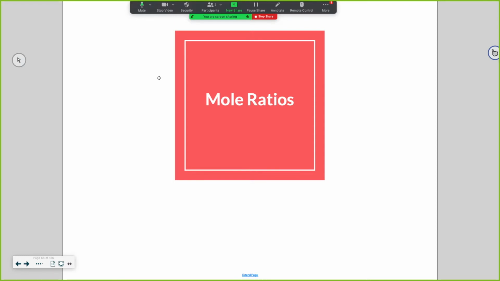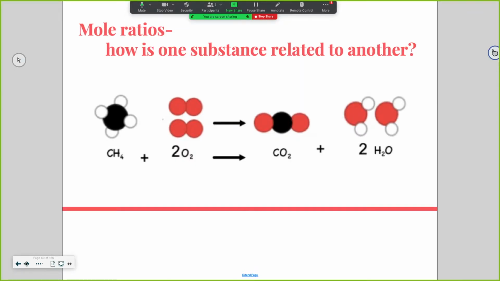We're looking at mole ratios. If I was given 5 moles of hydrogen gas, how many moles of water can I produce? So if we're looking at mole ratios, how is one substance related to another? Here I've got CH4 plus oxygen gas is going to yield carbon dioxide and water.